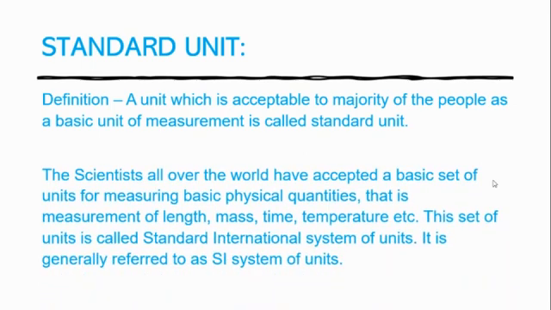So actually, scientists all over the world have accepted a basic set of units for measuring basic physical quantities, that is, measurement of length, mass, time, temperature, etc. This set of units is called the Standard International System of Units. It is generally referred to as the SI system of units. So a standard unit is a set of units which is agreed upon all over the world. It is acceptable to a majority of people, and scientists all over the world have discussed and accepted this.